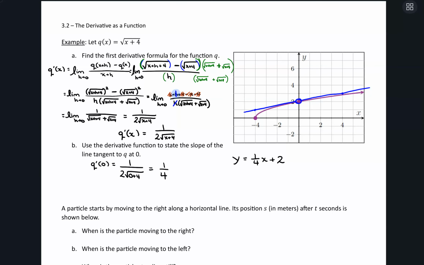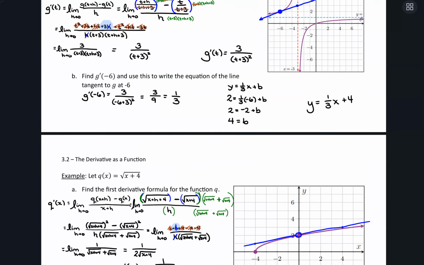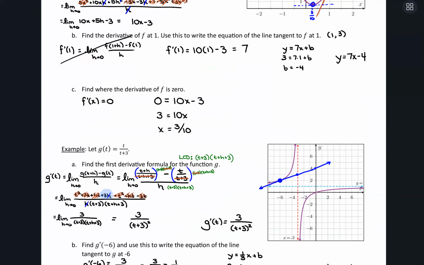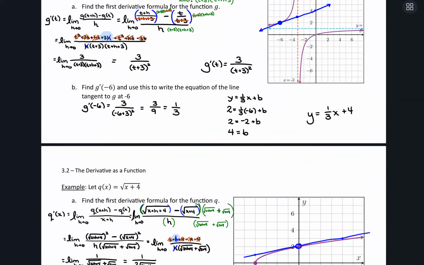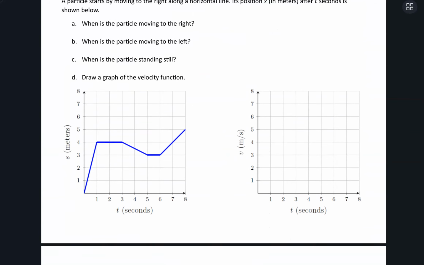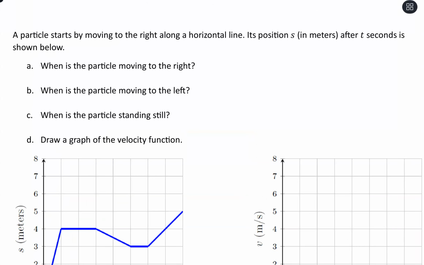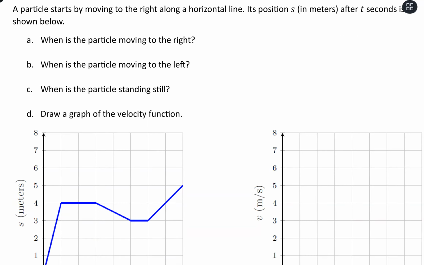Okay, so those are the main types of functions we'll be working with. We'll of course see others as well, but are radical, rational, and quadratic. Okay, one last example here to finish up this video before we go on to the next one. So let's just say, given a graph where we're not given the function and we want to talk about what the derivative is doing. So when is the particle moving to the right?